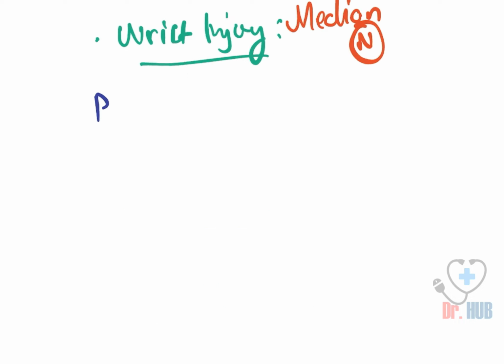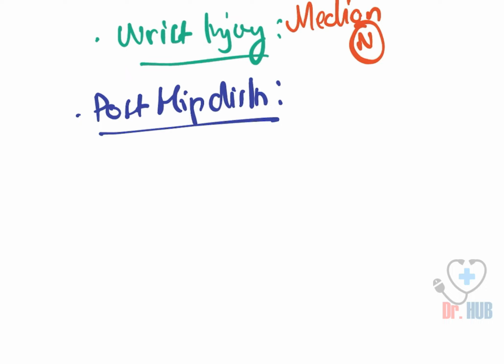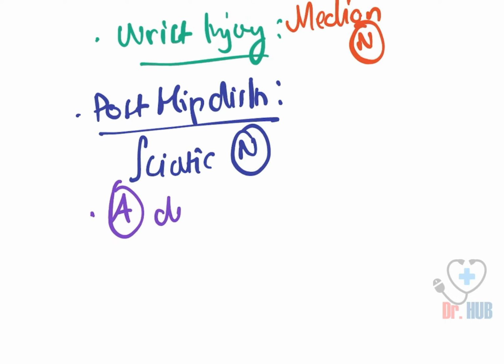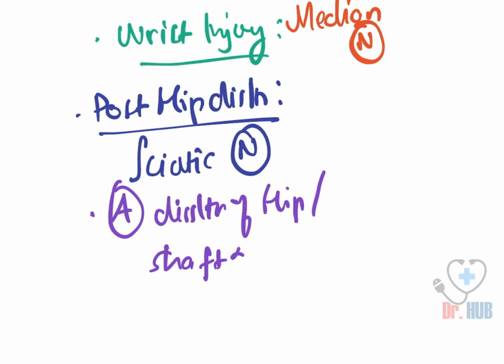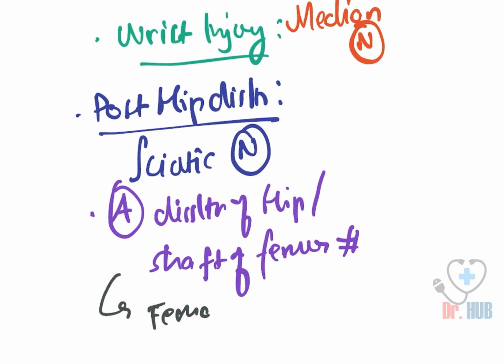And looking at the posterior hip dislocation, it deals with the sciatic nerve. Next we look at the anterior dislocation of the hip, as well as the shaft of femur fracture. All this leads to the femoral nerve injury.